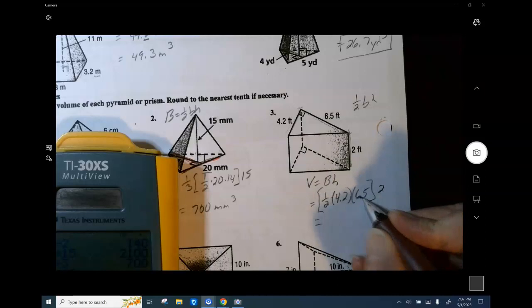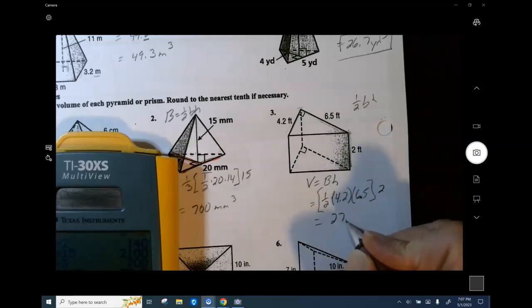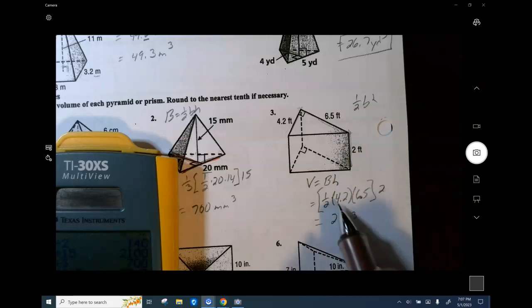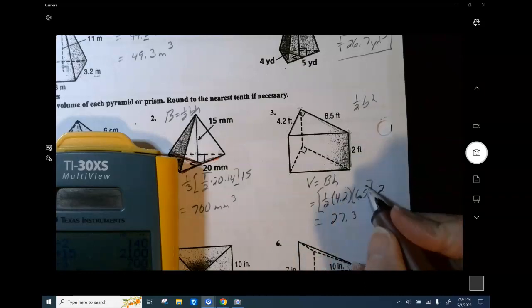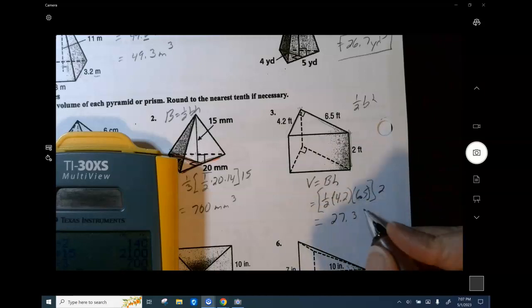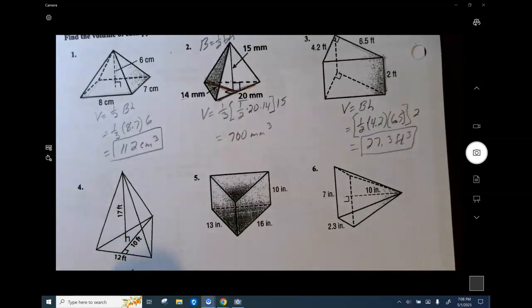That's a 6.5. That will make a difference. You get 27.3. Now what I did is I noticed that 1/2 times 2, those are going to cancel each other out. So I just multiplied these two numbers. And that's feet cubed. But weren't they tricky? They threw a prism in there. Now we're back to a pyramid.